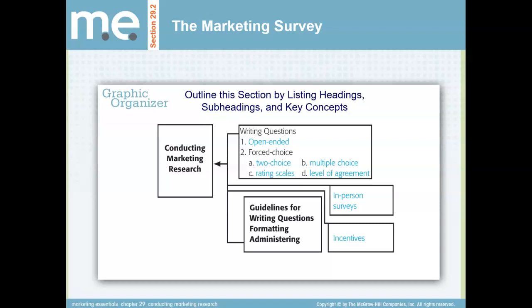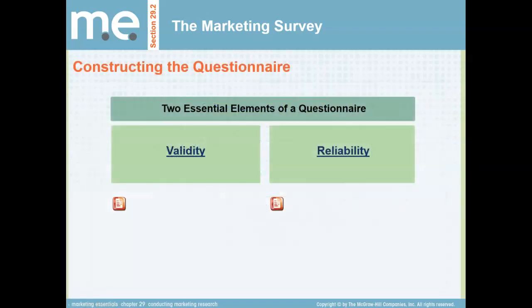And I guess a better way, not rating scale, but what I said with strongly agree and disagree, that's a level of agreement. Below that, you have your guidelines for writing questions and administering them, and then you might have some form of incentive to take the survey, or it might be in person, and we're all tying it all together back into conducting actual marketing research.